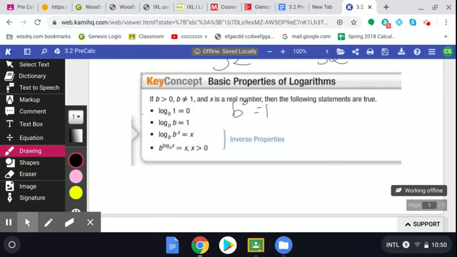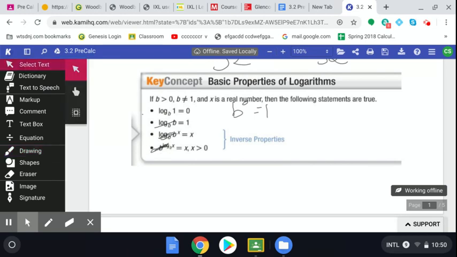If you have log base b of b, essentially those cancel out, and it would be 1. If you have log base b of b to the x power, this would cancel out, which means your answer would be just x. And the same applies for b to the power of log base b of x. So those would also cancel out.